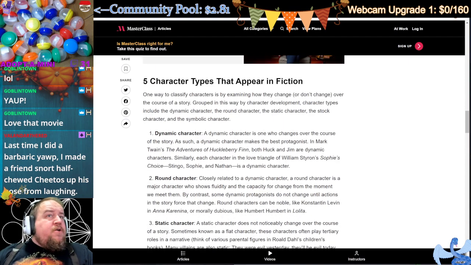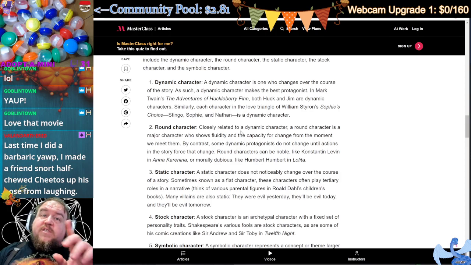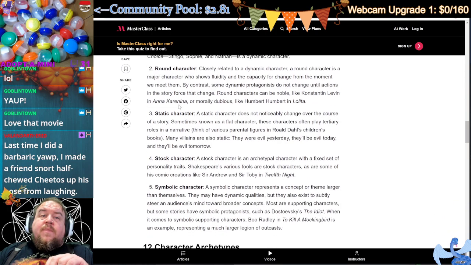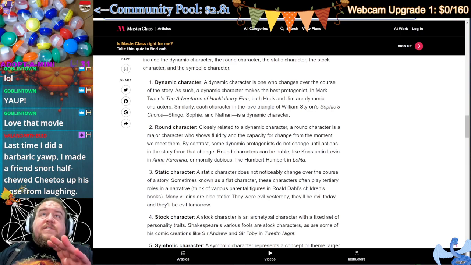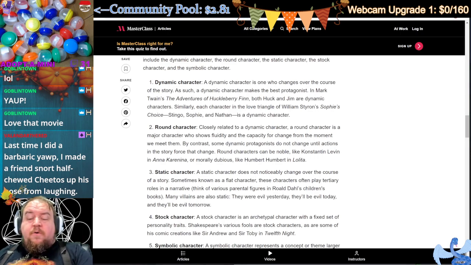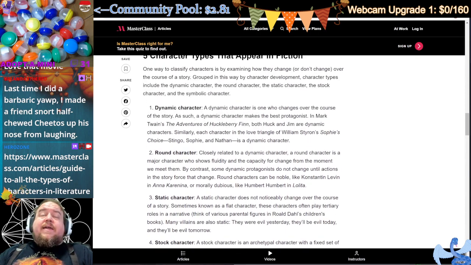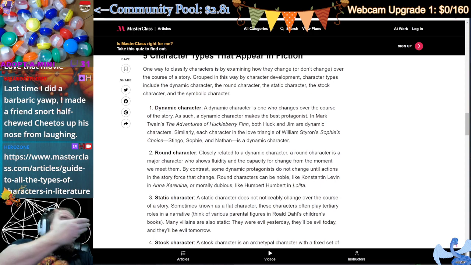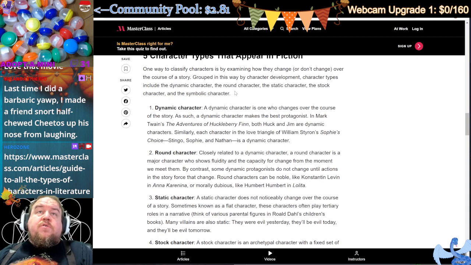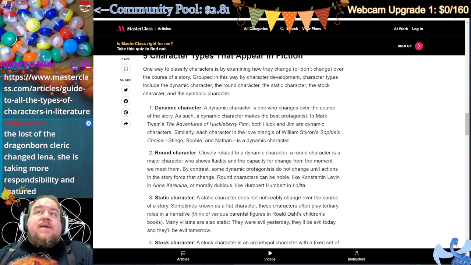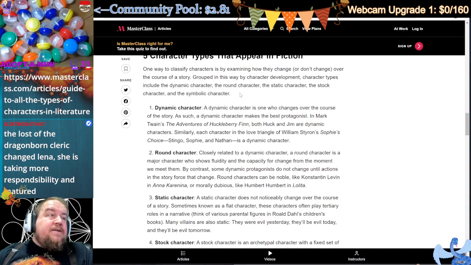Now, what are some different types of characters that will appear in your works? You might recall, if you were here for the prior workshop, we especially talked about a round character, and there was another one, a flat character, which would end up being the opposite here. But there are some other considerations, and let me share this with you as well. Again, if you're following along at home, I want you to have my sources, things that I can present easily to you through this medium of Twitch with the computer and the setup that I have as well. That way you can read along. One way to classify characters is by examining how they change or don't change over the course of a story. Grouped in this way by character development, character types include the dynamic character, the round character, the static character, the stock character, and the symbolic character.